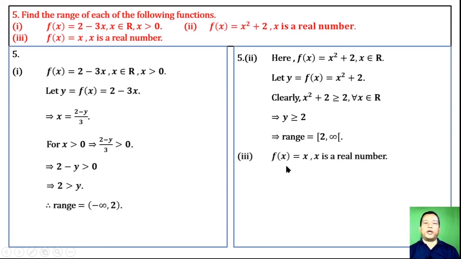For Roman number 3, f of x equal to x, x is a real number, which is an identity function. Clearly, for any real value of x, f of x is always a real number. Therefore, the range is also R.